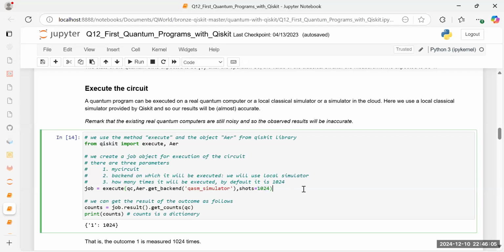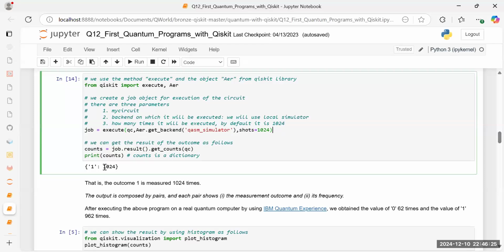And here we're setting shots. So shots here is the number of times we want to execute our circuit. In the case of tossing a coin, for example, this would mean we want to toss our coin 8,024 times. So this is how many times we're going to repeat our circuit. And then we can read out the results.